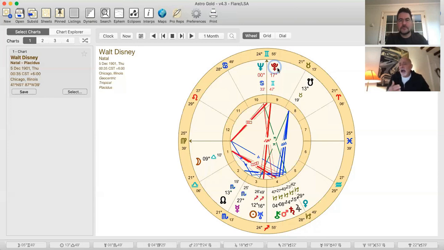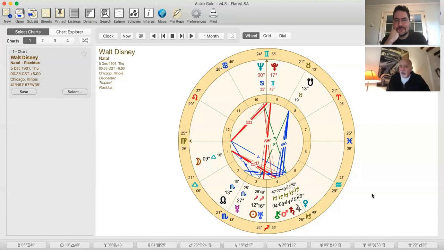The next thing I go to after understanding the chart pattern is to the elements and modes. Now, you'll never find two astrologers agree on how to count the elements and modes. I think every astrologer has their own way of doing it.